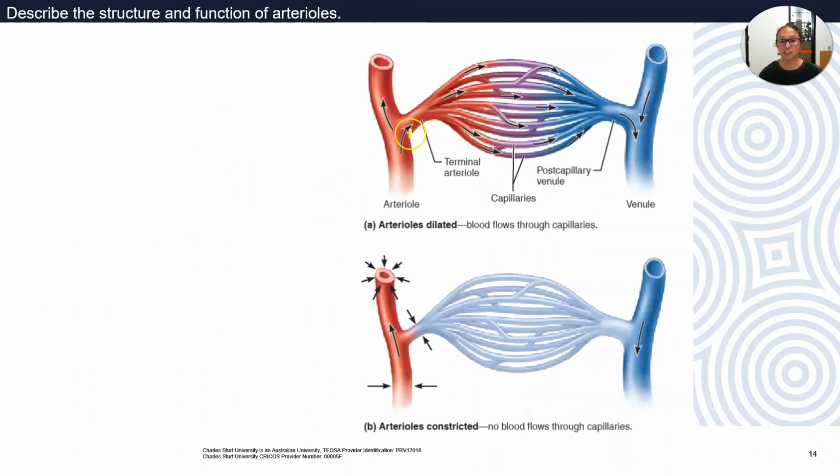So here's a picture showing how arterioles can control how much blood goes through the capillary bed. When the arteriole is dilated, all the blood can flow through nicely. When the arteriole is constricted, then that capillary bed gets less blood.